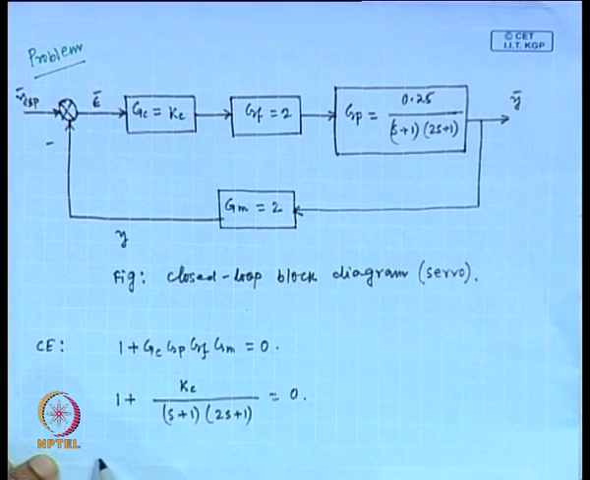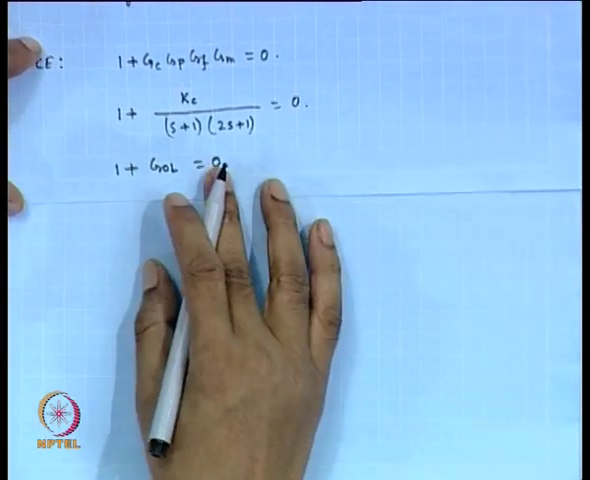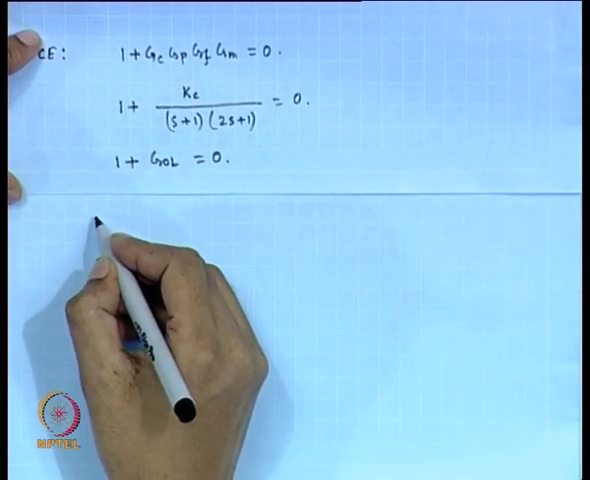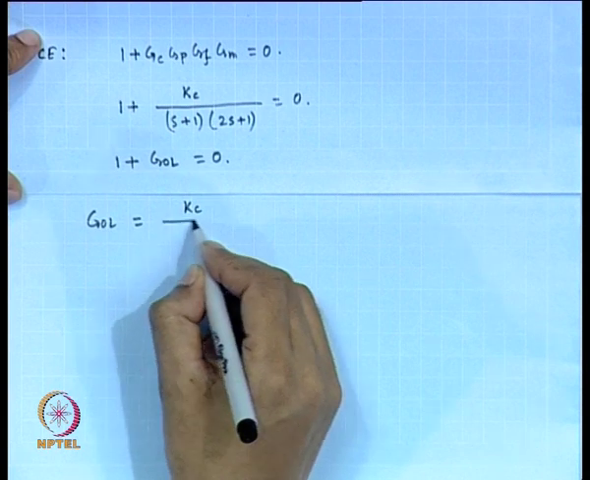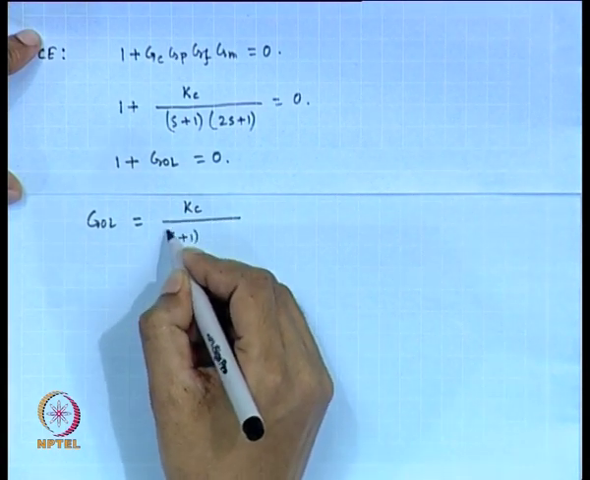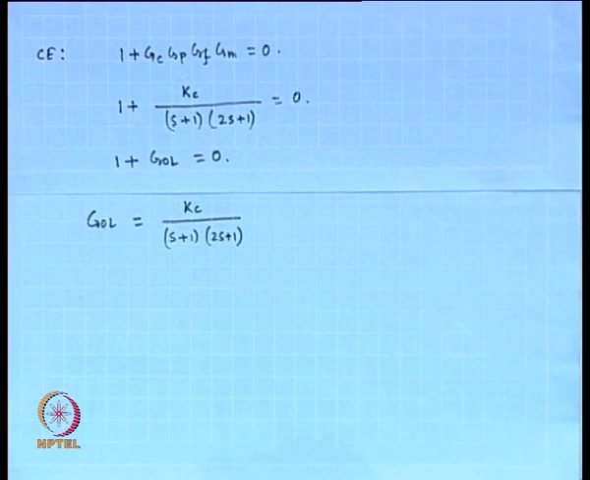Now, another form also we write, that is 1 plus G suffix OL equals 0, where G suffix OL is the transfer function of the open loop system. Now, comparing the last two equations, we can write G OL equals Kc divided by (S plus 1)(2S plus 1). This is the form of the open loop system.